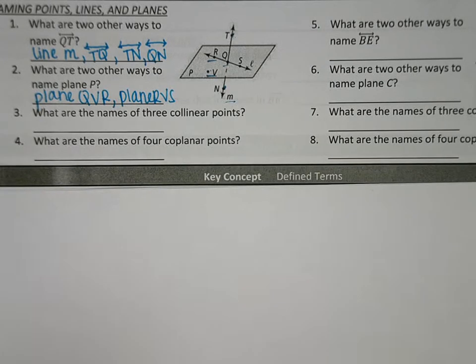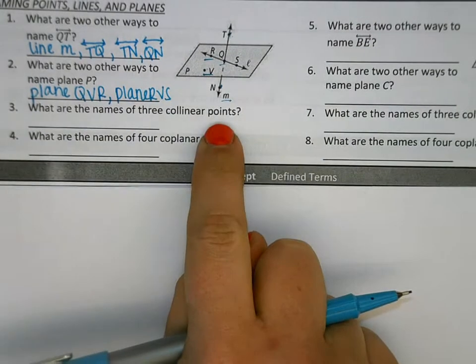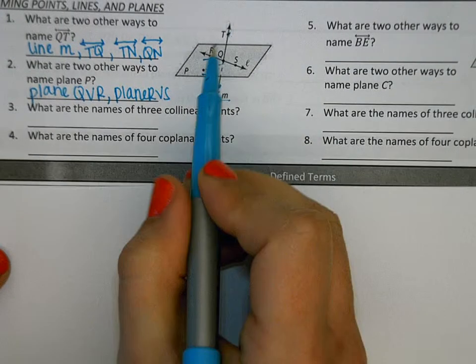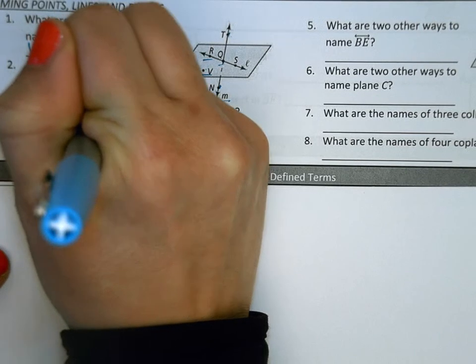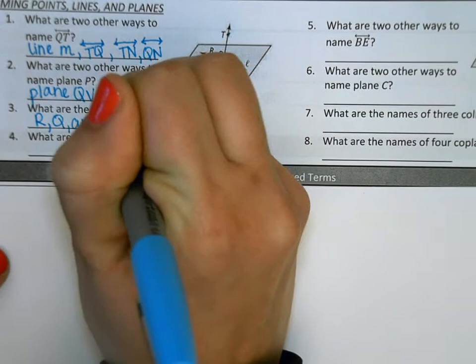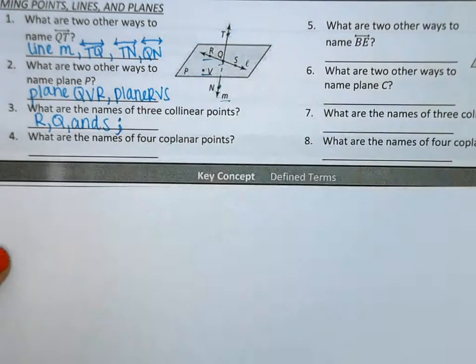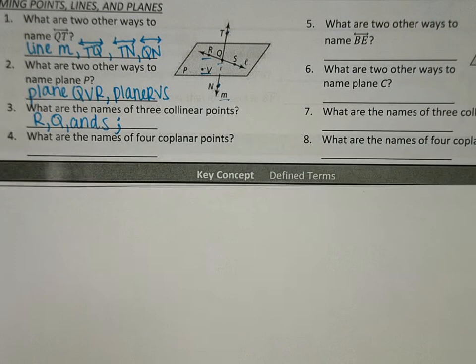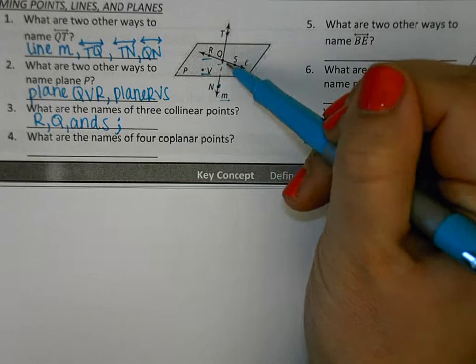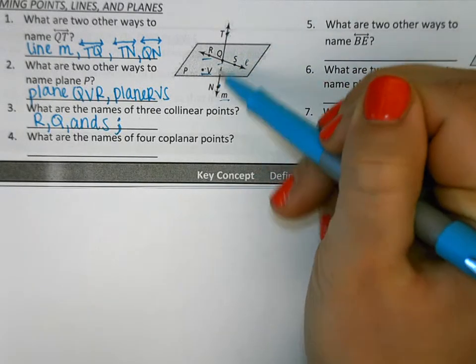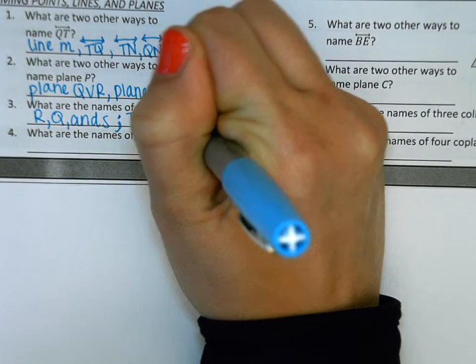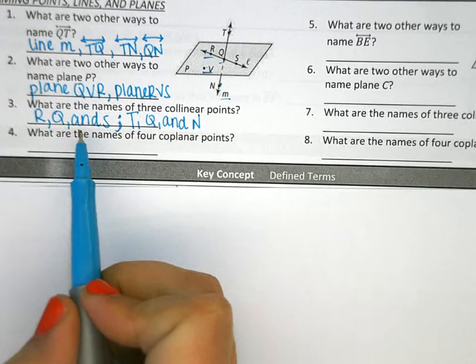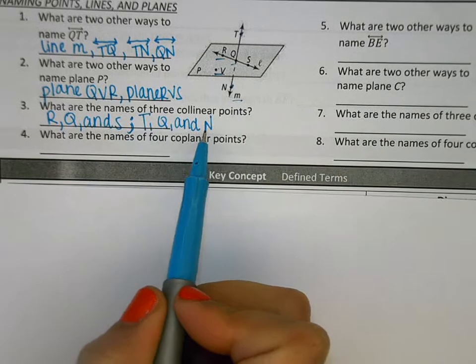What are the names of 3 collinear points? What are the points that are collinear here? RQS. Do you see any other collinear points? What about on this line? What 3 points lie on that line? TQN. So R, Q, and S are collinear, and T, Q, and N are collinear. Okay.